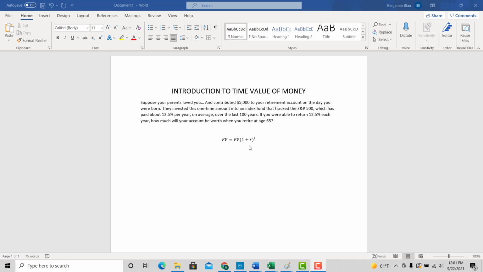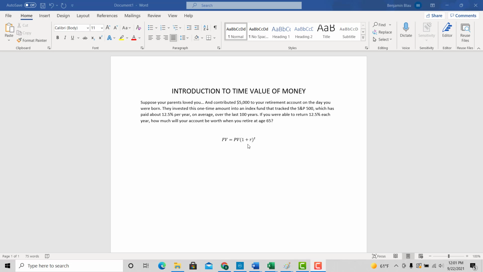What we're going to do in this particular video is rearrange or transform this equation to solve for present value, to solve for R, or to solve for t. And then I'm going to introduce how to use Excel and a financial calculator to calculate these time value of money problems. So I think this will be somewhat useful.